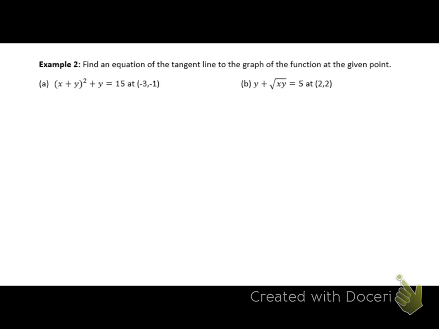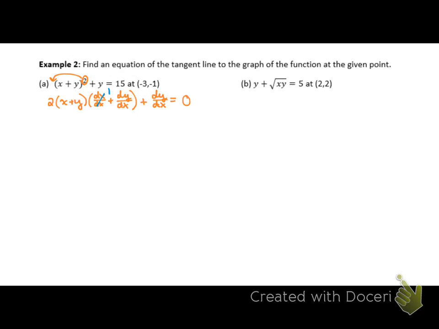For part A, we're going to use the chain rule. So we take our 2, we move it to the front. We have 2 times the inside stays the same to our new exponent, which is just 1, times the derivative of the inside, which is dx/dx plus dy/dx, plus the derivative of y, which is dy/dx, and that equals the derivative of 15, which is 0. Remember that dx/dx is just 1.